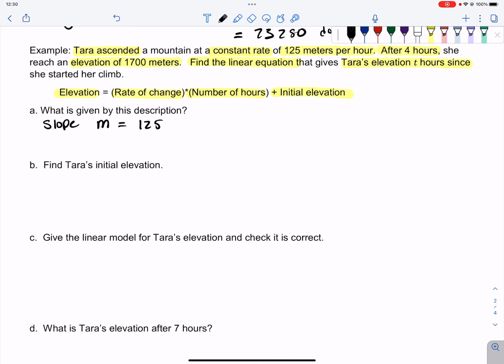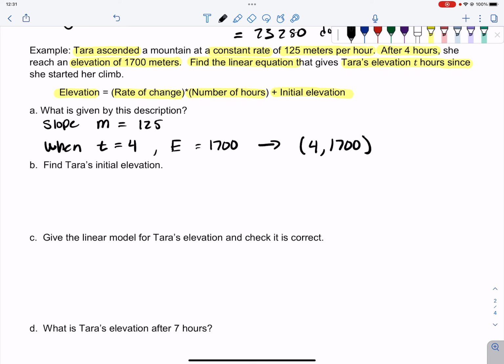We also have that after 4 hours, she reached 1,700 meters. So when t is equal to 4, the elevation, E, is equal to 1,700 meters. So this gives us a point on our line, (4, 1,700).